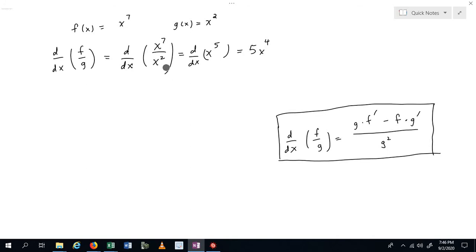And so let's try to speculate as to what this derivative might be, if we can't simplify this quotient. Okay, I think your first thought, intuitively, might be that the derivative of f divided by g seems like it would be the derivative of f divided by the derivative of g. I think that's a reasonable first guess. And so let's see if that's true.